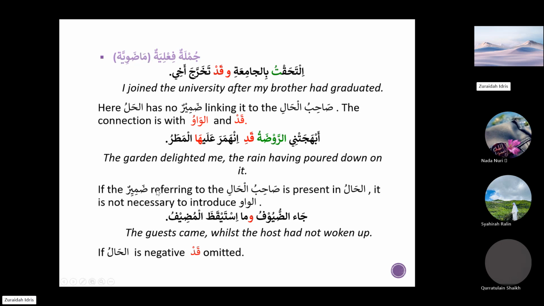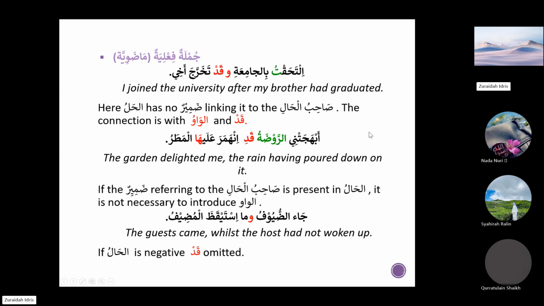I didn't fall asleep during my majlis, alhamdulillah. Okay, so if the hal is negative, then the qad can be dropped. In this case, we drop the waw because there's a damir that goes back to the sahibul hal. In this case, we drop the qad for this particular sentence, because the hal is negative. Ma istayqaza, ma istayqaza. Okay, quite straightforward, right? It's just a matter of recognizing the rules. If you can't remember, come back to the slides or notes that you may have, and you'll be fine, inshallah.